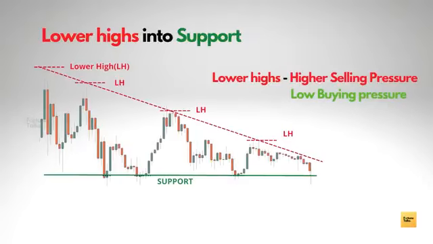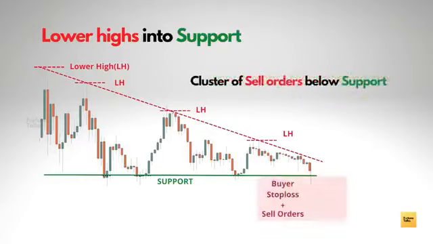Now let us look at a situation of a breakdown. This is the inverse of what you have learned earlier. So whenever you see lower highs into the support, it tells you three things. Number one, there is no buying pressure or the buyers are weak. Number two, there is strong selling pressure pushing the price even lower. And number three, there are sell stop loss orders clustered below the support level which are kept by the buyers who went long at the support. Now clearly this is a sign of weakness in terms of buying.